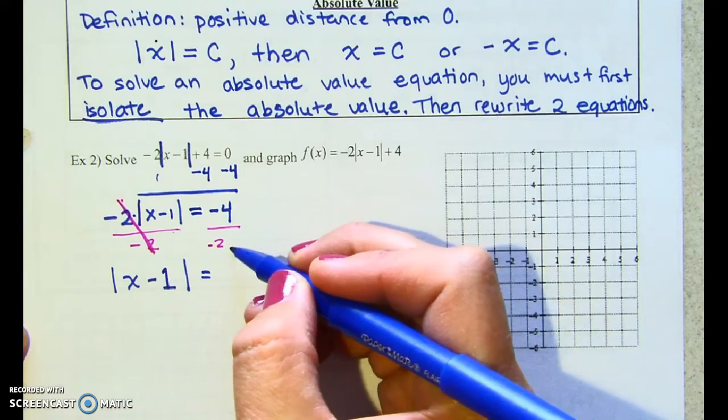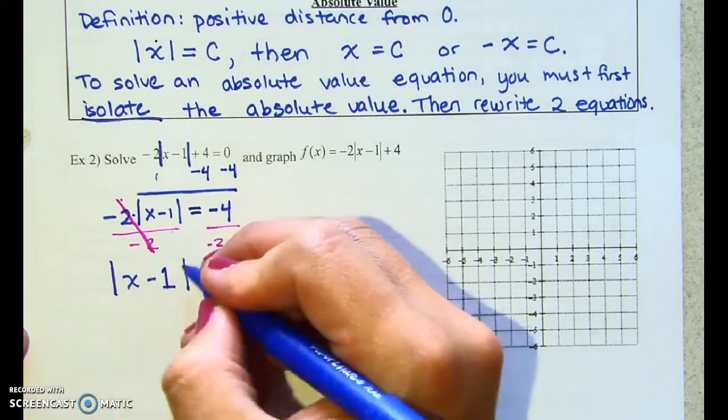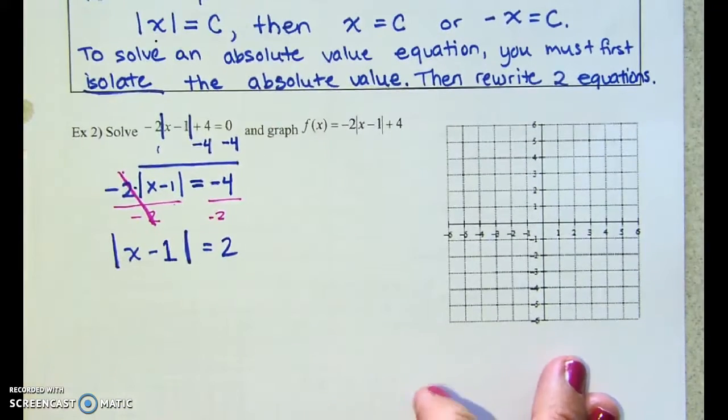A negative divided by a negative is a positive. A negative divided by a negative is a positive. That's from a movie.